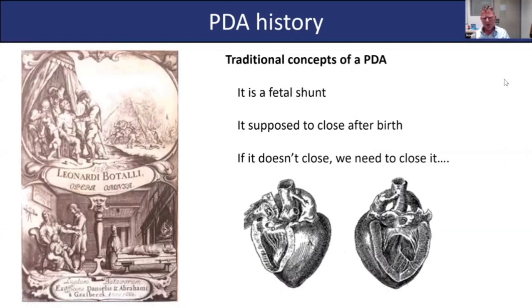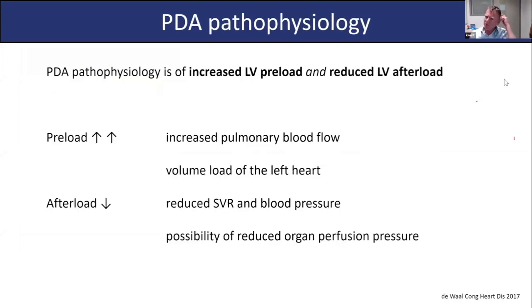It's a fetal shunt. It's supposed to close after birth, and if it doesn't close, we need to close it. We need to do something for that. And that's because of the PDA pathophysiology. I think we have learned a little bit more over time about PDA pathophysiology, but it's one of increased left ventricular preload and reduced left ventricular afterload. It's a bit of a strange combination.